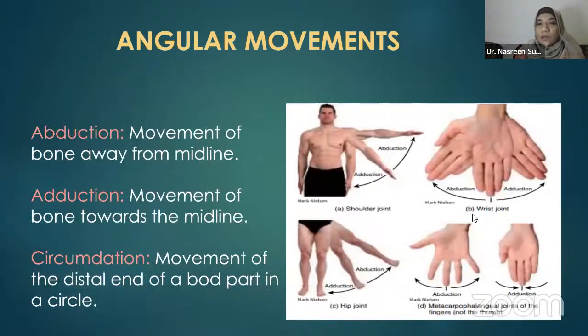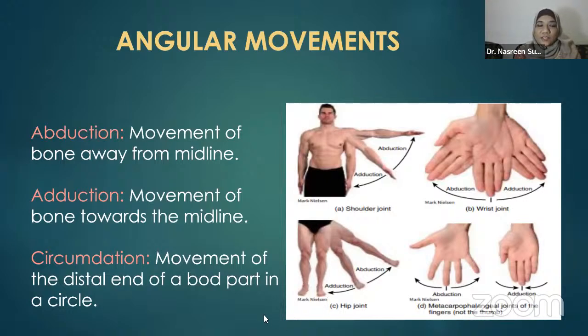Coming to the other angular movements: abduction, adduction. Adding means you are adding something; abduction means you are removing something. So abduction means movement of bone away from the midline. Midline means your vertebral column. If it is moving away from the midline, it is called abduction, and if it is moving towards the midline, it is called adduction. In the diagram, you can see abduction, adduction.